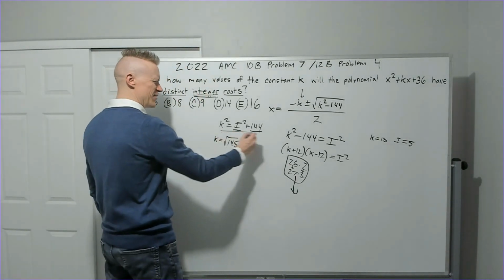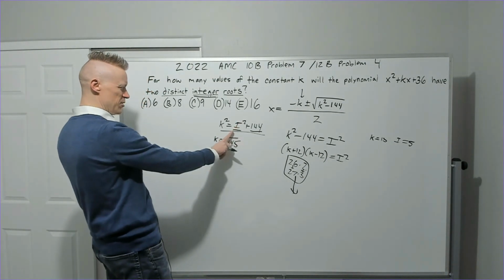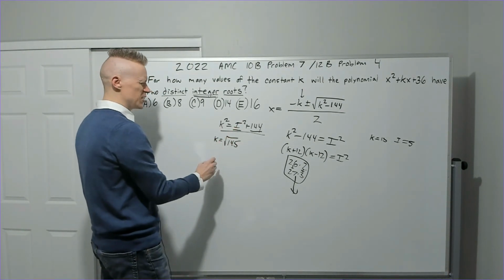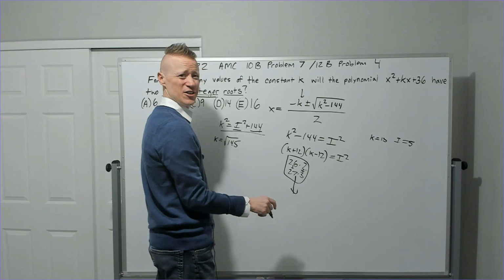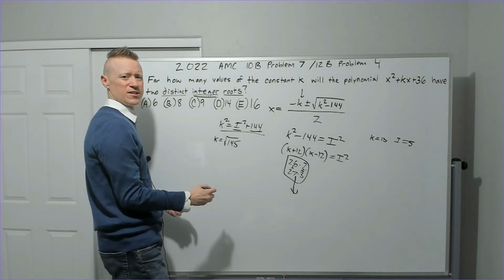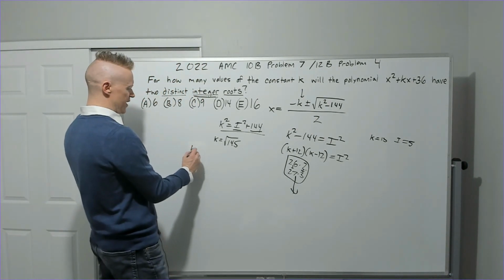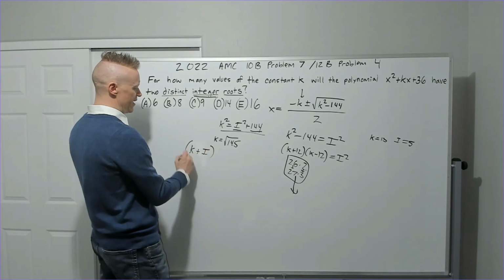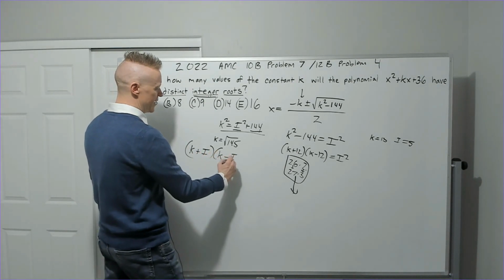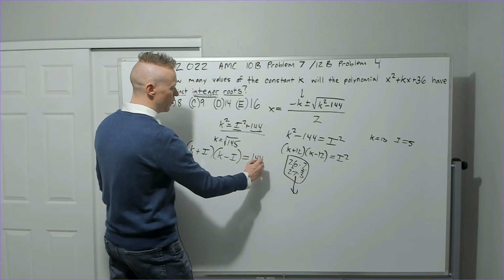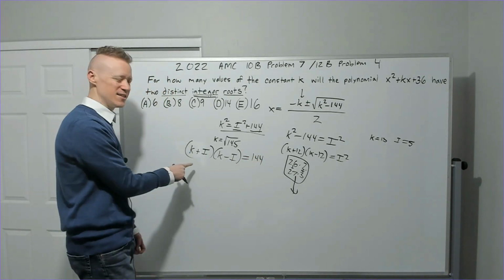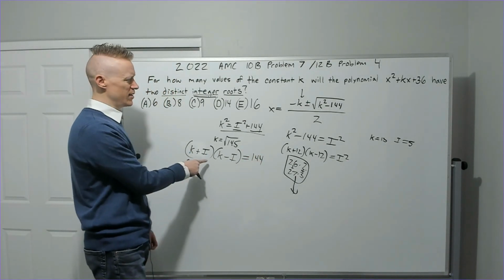So if I got that thought from this, now what? I'm going to move the I squared over because we did that difference of squares action, but maybe there's a better difference of squares. So if I do k plus I times k minus I equals 144. Ah, wait a minute. k is an integer. I is going to be an integer.